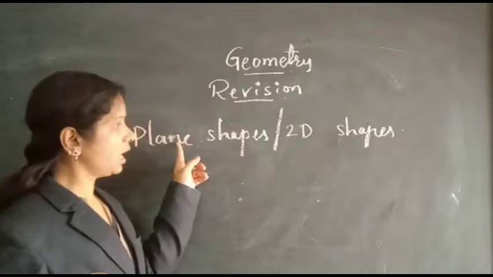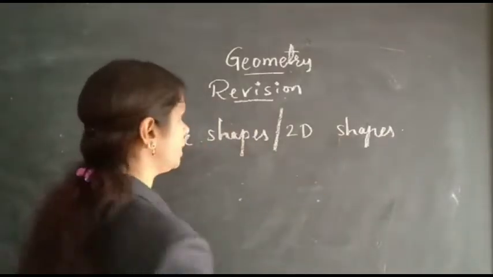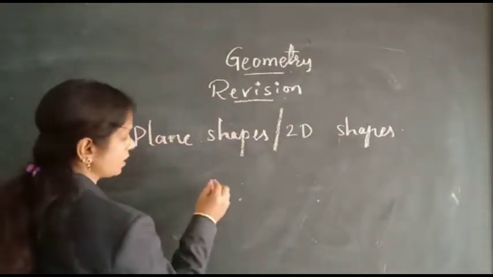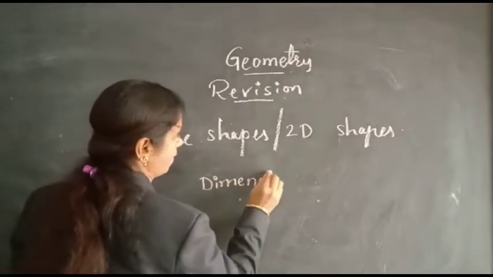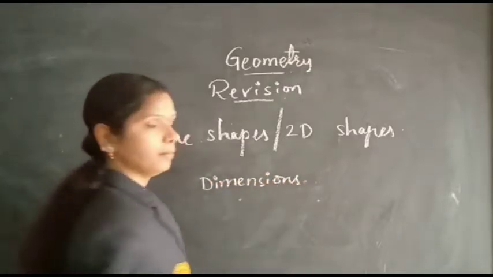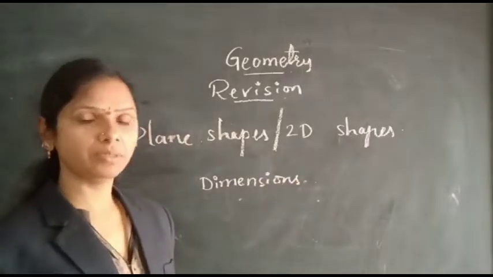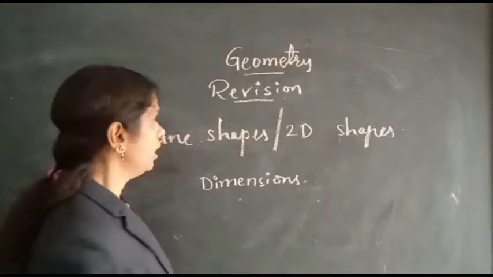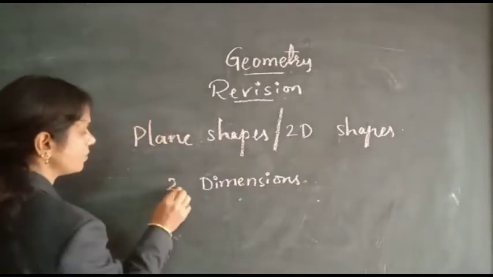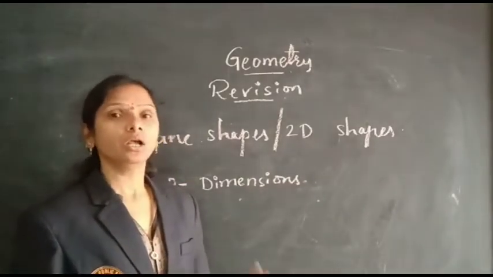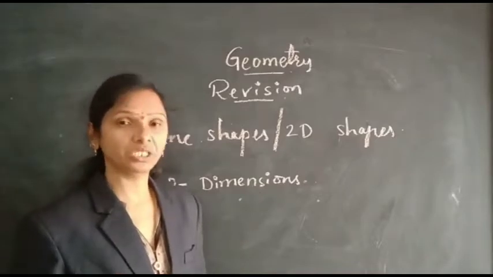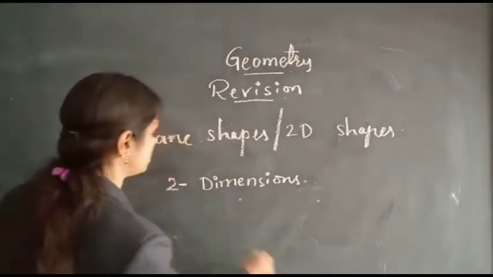Plane shapes are 2D shapes. 2D is nothing but dimensions. D is nothing but dimensions. Dimensions means measures. Okay. 2 dimensions means for these shapes we have to use 2 measures. What are those 2 measures?